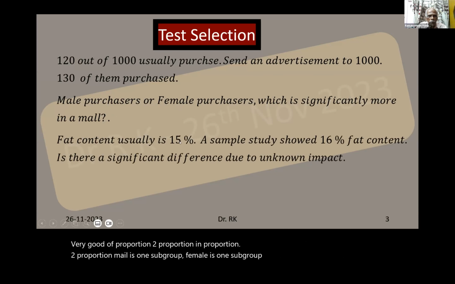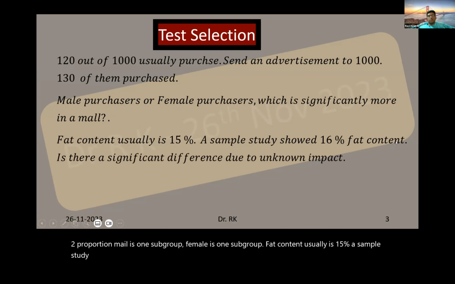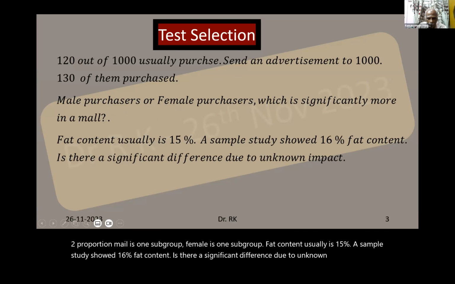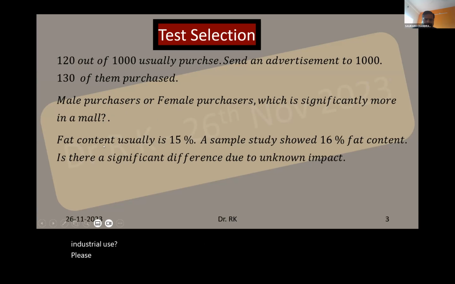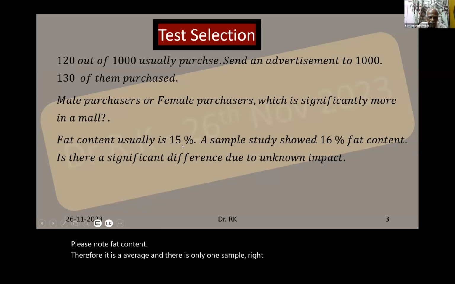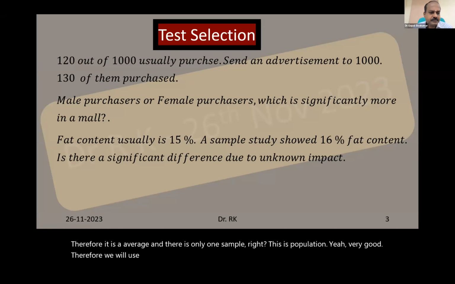Fat content usually is 15%. A sample study showed 16% fat content. Is there a significant difference due to unknown impact? What is the test you will use? Fat content, therefore, it is an average. There is only one sample, right? This is population. Content is measurable, continuous. Very good. Therefore, we will use one sample Z test or one sample t-test.